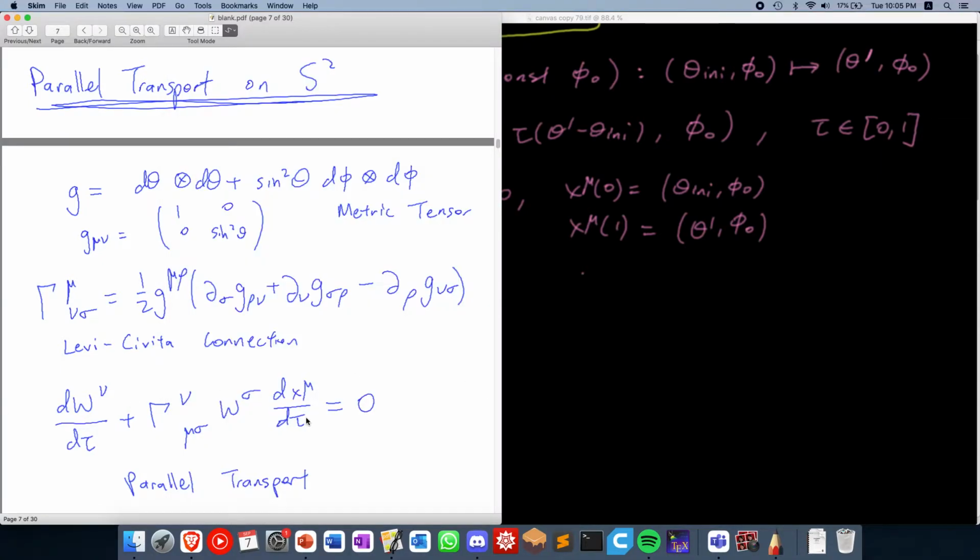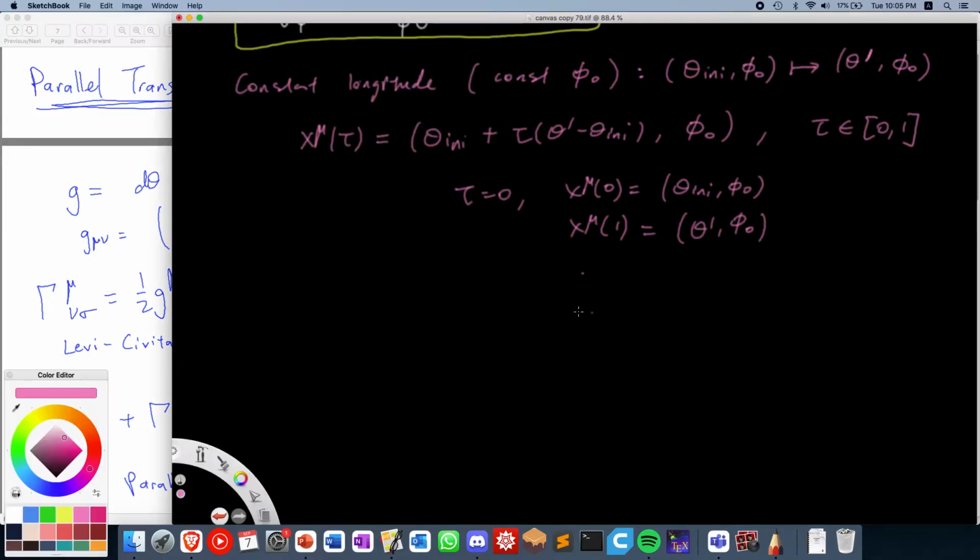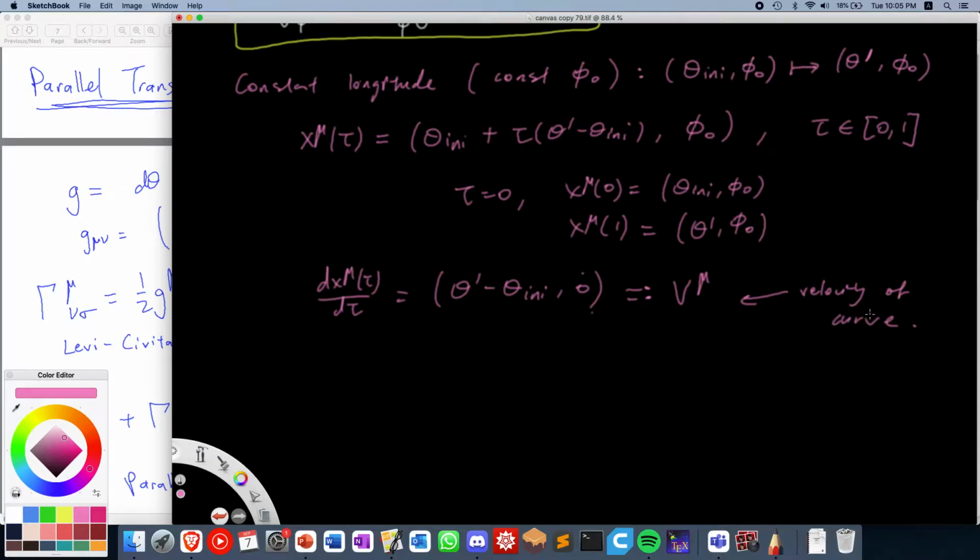Okay, so let's go ahead and calculate the derivatives. That should be rather straightforward. So dx mu over d tau equals, well, most of them are constants, so this is just like this and 0. So this is the velocity vector, which we will denote by v mu, the velocity of the curve.